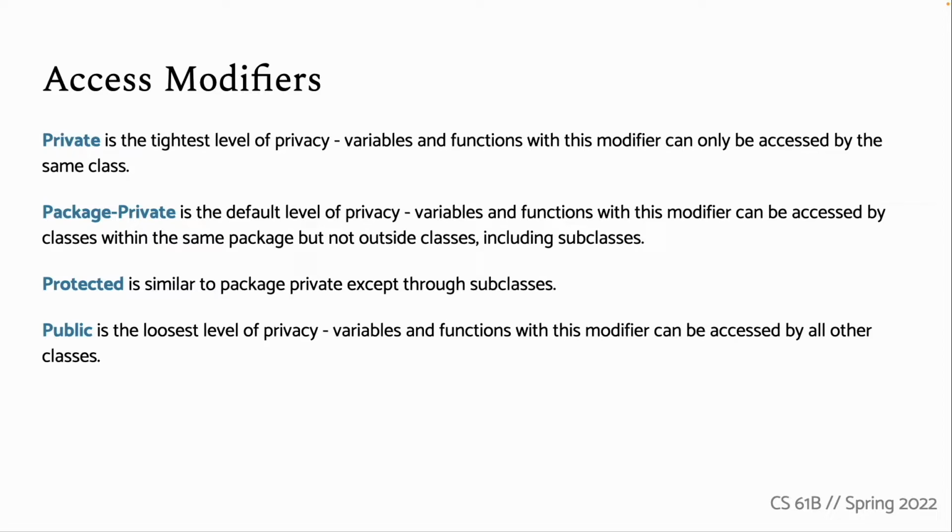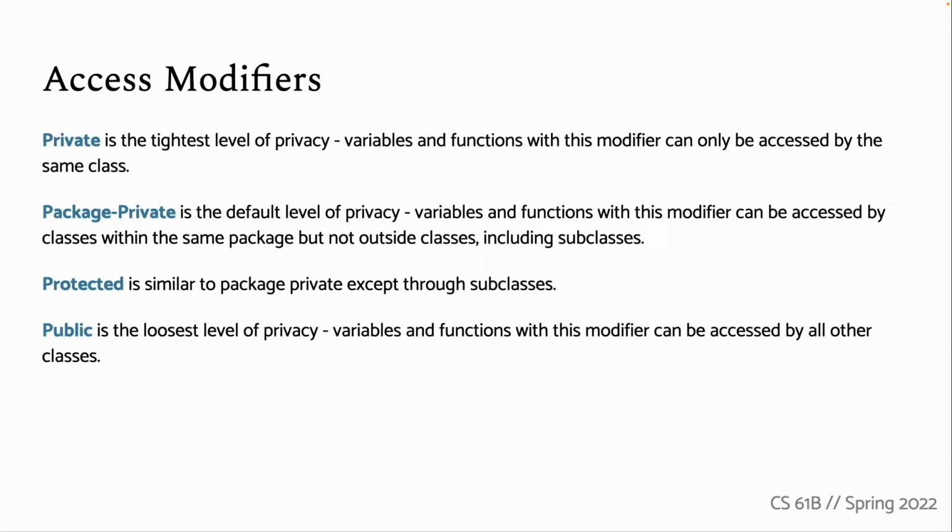The first is private, which is the tightest level of privacy. Variables and functions with this modifier can only be accessed by that same class. They can't even be accessed by subclasses. They can, however, be accessed by nested classes within. So if you have a class within a class, which is possible, by the way, if you didn't know, those can access that private variable, but nothing else can.